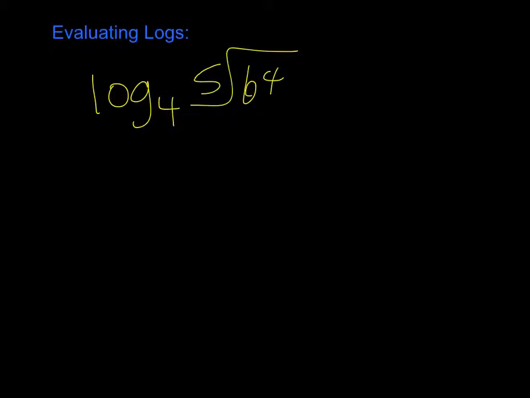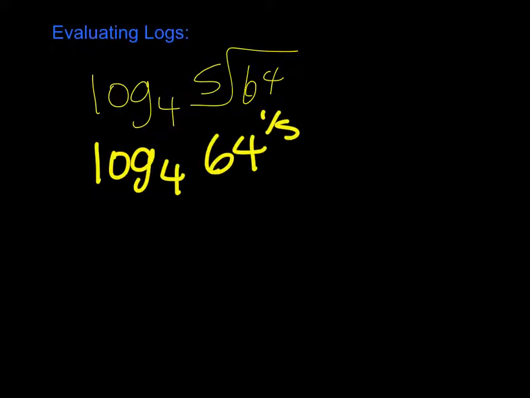First, we're going to evaluate logs. So problem number 1 is log base 4 of the 5th root of 64. Hold on, I'm going to make the pen fatter. So first thing I need to do is change my radical to exponential. So this will be log base 4 of 64 to the 1/5 power.